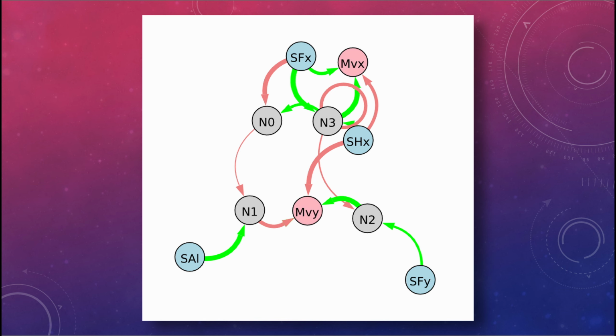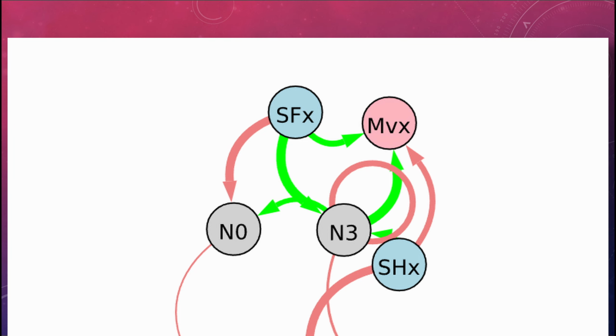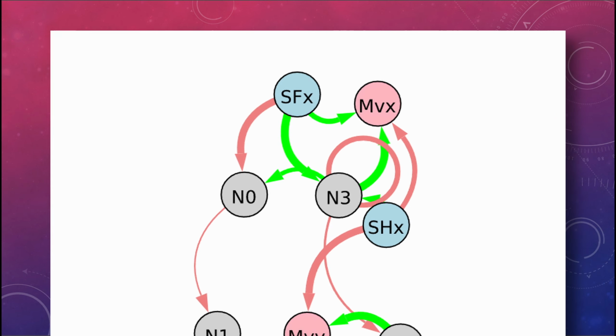First, to review, the gray neurons labeled N0, N1, and such are just adder neurons. They combine the input values of any dendrites that terminate at them, and then output the combined sum of those inputs. Green dendrites have positive weights, and red dendrites have negative weights. Blue neurons are sensory neurons, and so SFX and SFY are the neurons that sense the components of the unit vector pointing to the nearest food, and SHX is the sensory neuron that senses the X component of a unit vector pointing at the nearest hazard.